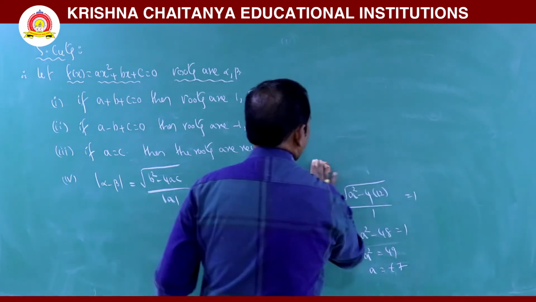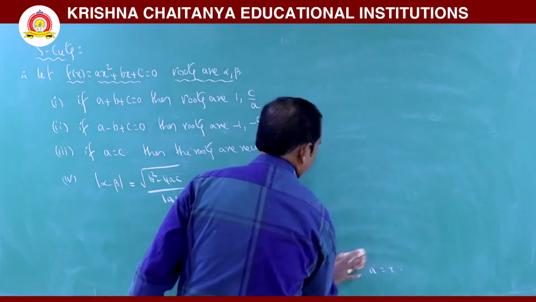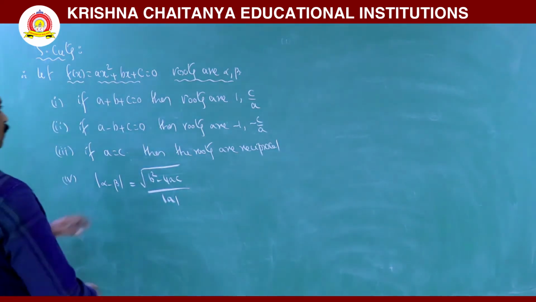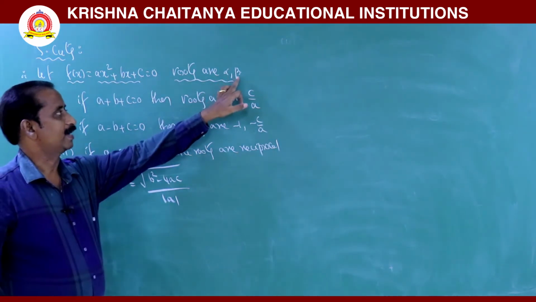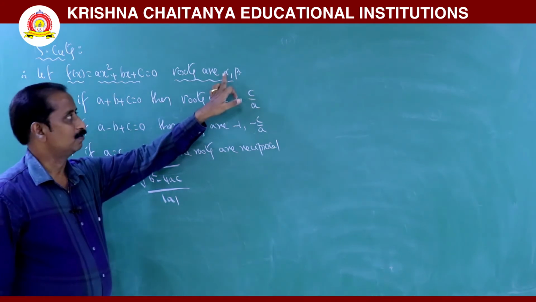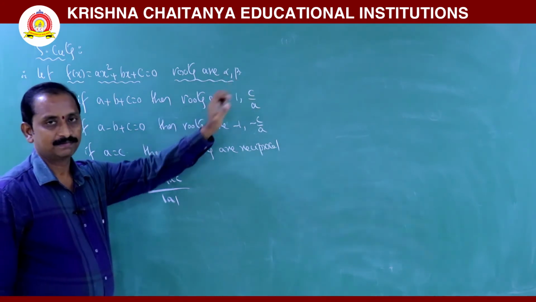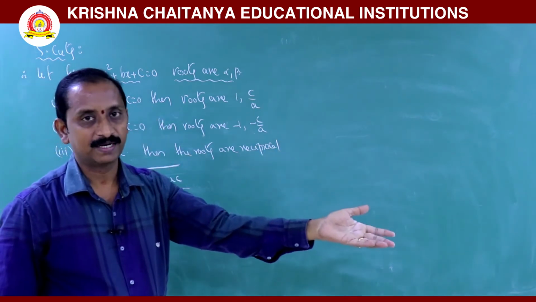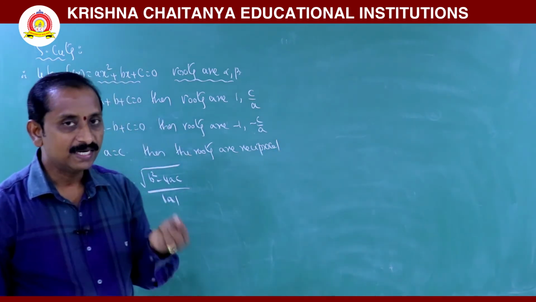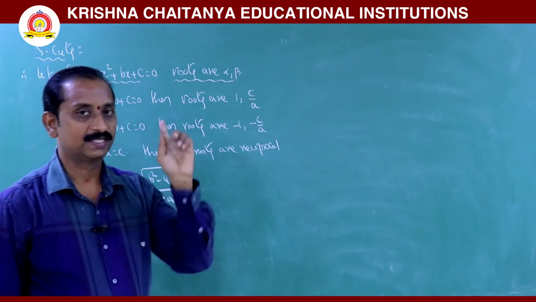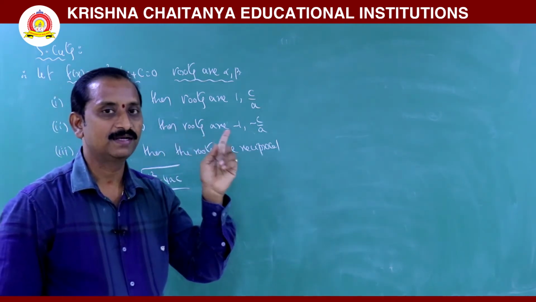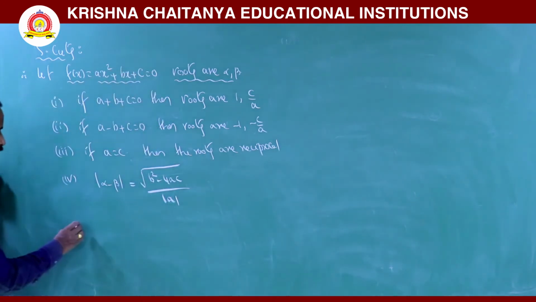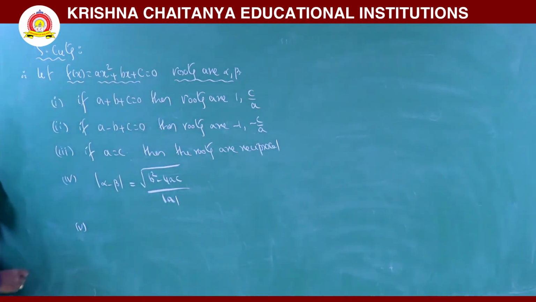For the quadratic equation, alpha and beta are the roots. We know that one root is the square of the other. Means, for example, one root is alpha, another root is nothing but alpha square. So we need a condition for the respective quadratic equation, where one root is alpha, another root is alpha square. So come to the fifth one.